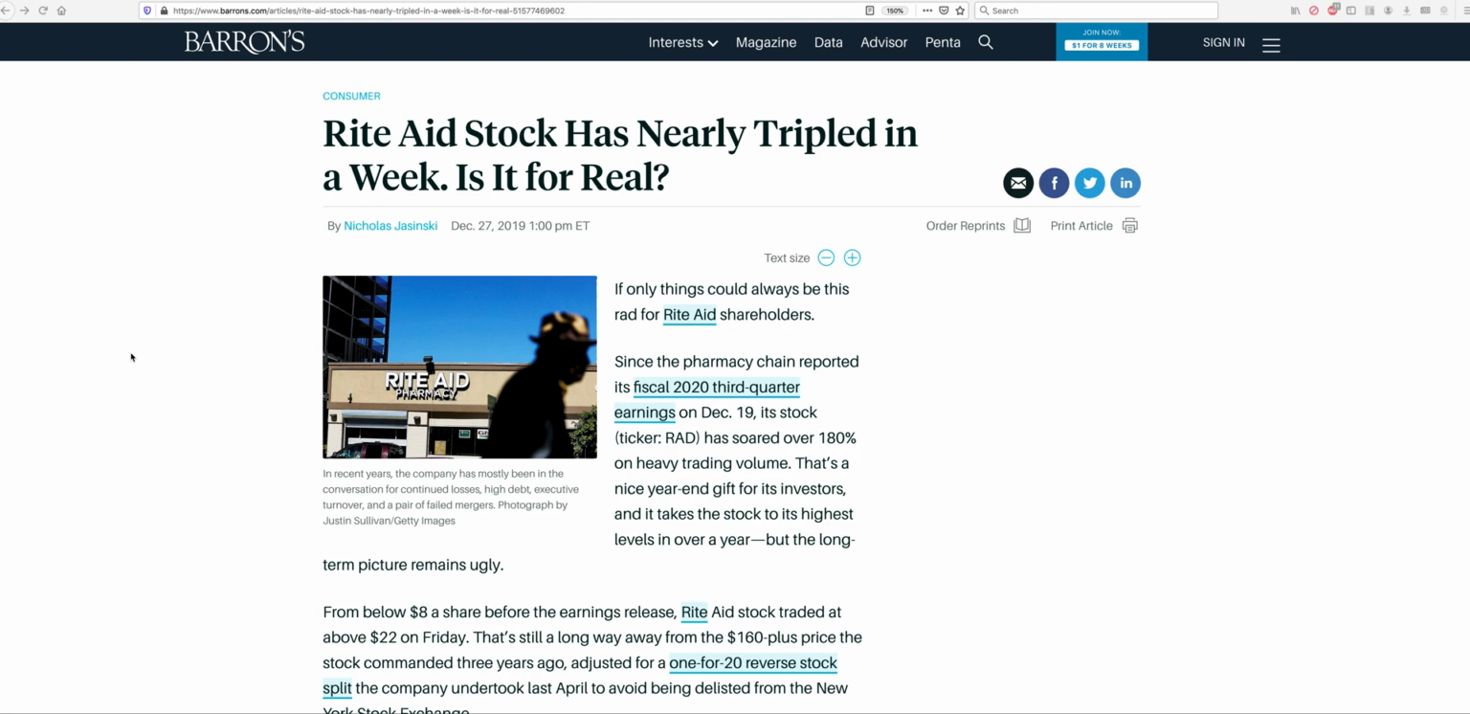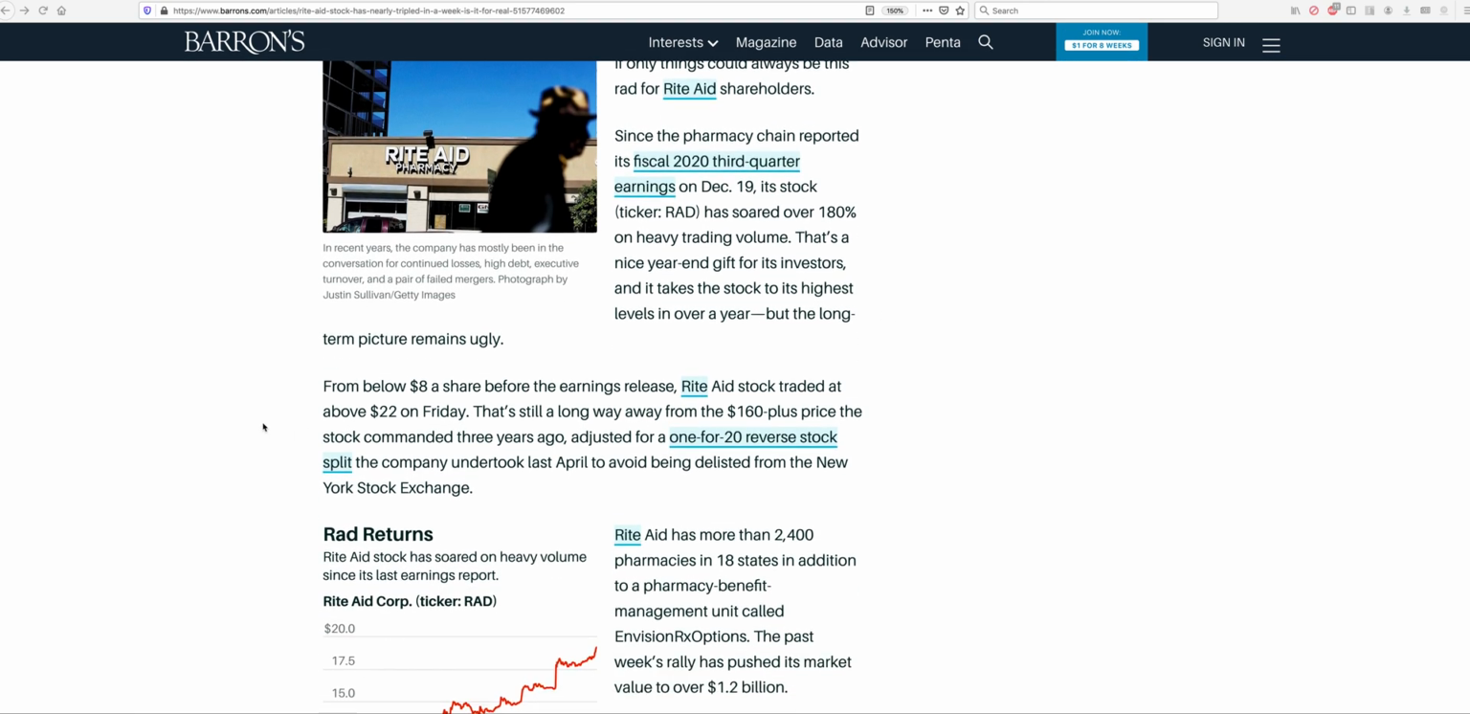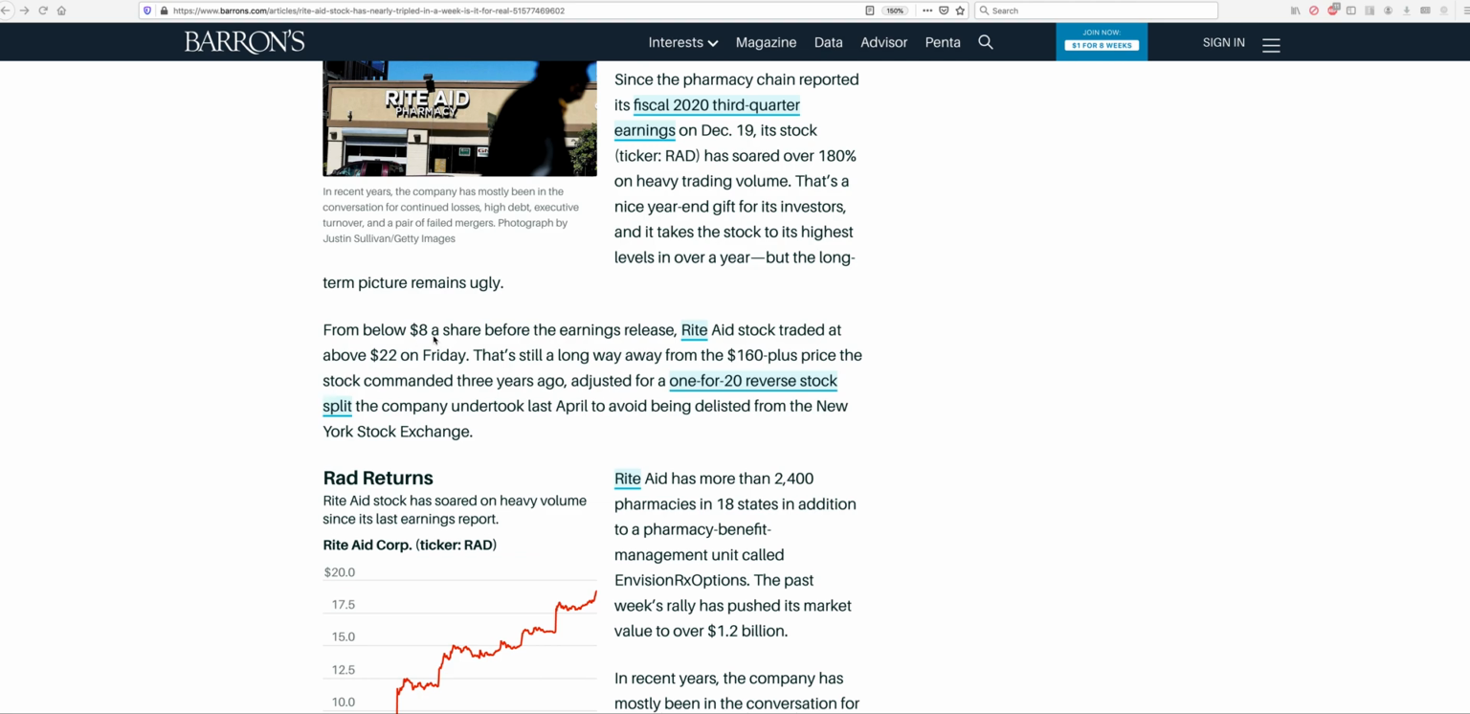And this is what we talked about in class 2, where once you really start to understand a company, it puts you in position to capitalize off these situations. So we're looking at the article, and we're going to send you the links to all of these pages so you can read the exact same article I'm reading and not just have to read it on the video. We're talking about Rite Aid tripling over the course of a week, right? Rite Aid had 180% on heavy trading volume. Rite Aid was $8 a share and jumped up to $22 a share.